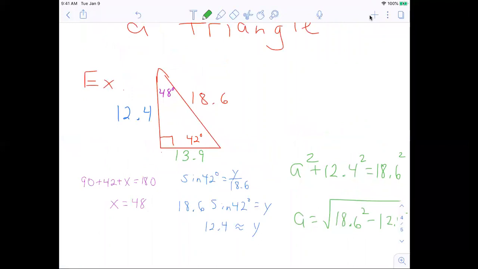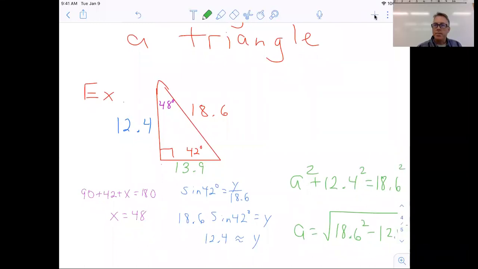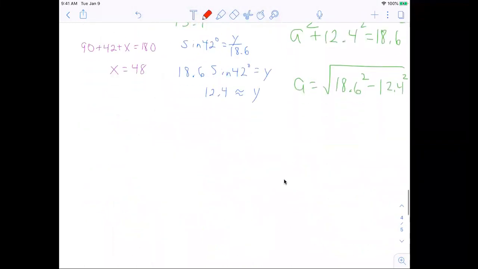So we've found all three angles and all three sides, meaning we solved the triangle. Anybody have any questions? All right. I'm going to do one more quick one, and then we'll move on to actually doing some of these in a class kick.